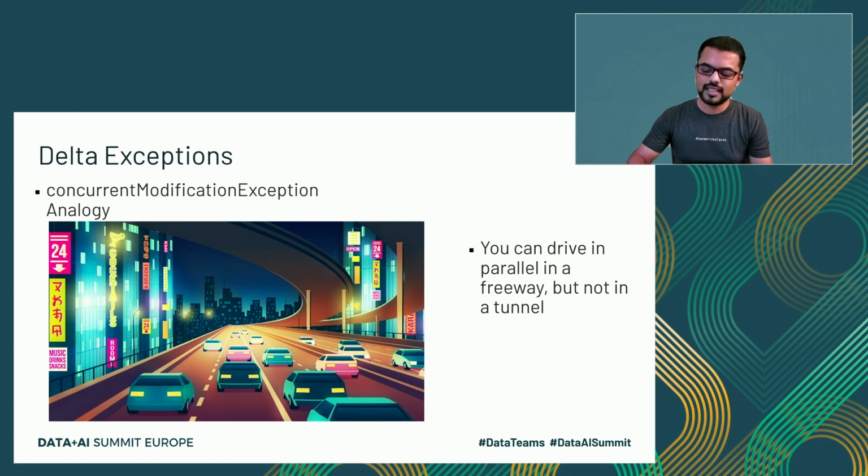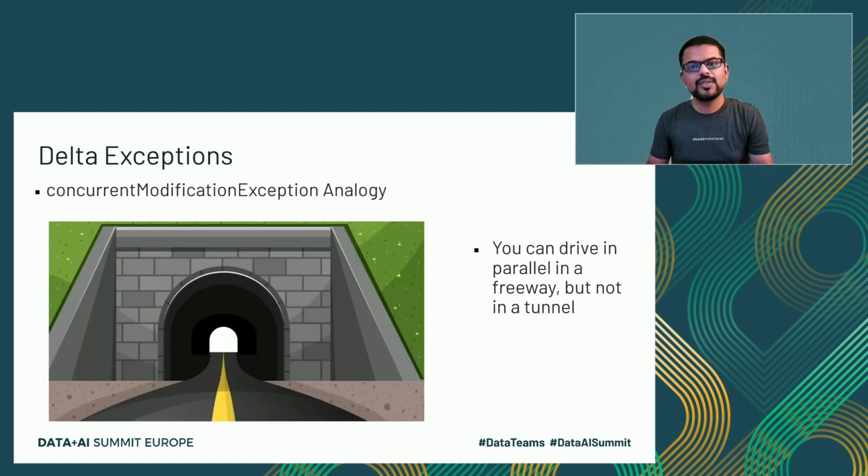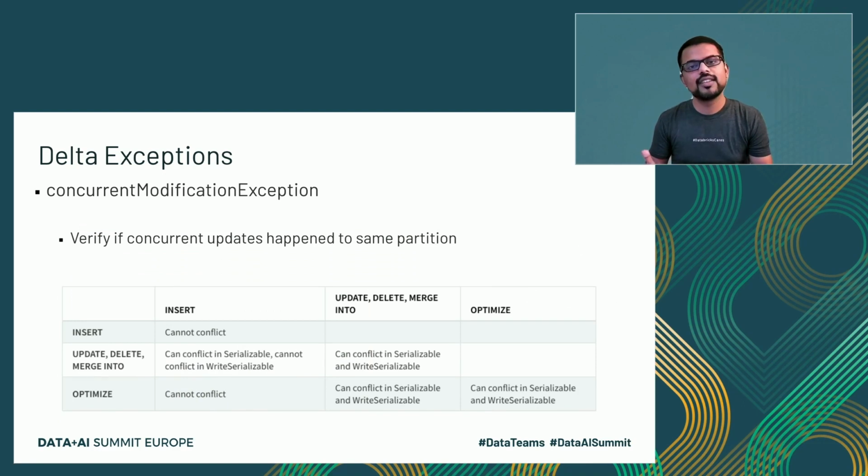But what happens if you hit a tunnel and there is only one lane? You need to drive one after the other. So this is the same way concurrent modification works. If you are performing operations on your Delta Lake table across different partitions, you can perform concurrently. But if you are performing operations on the same partition, there are some restrictions in performing concurrently.